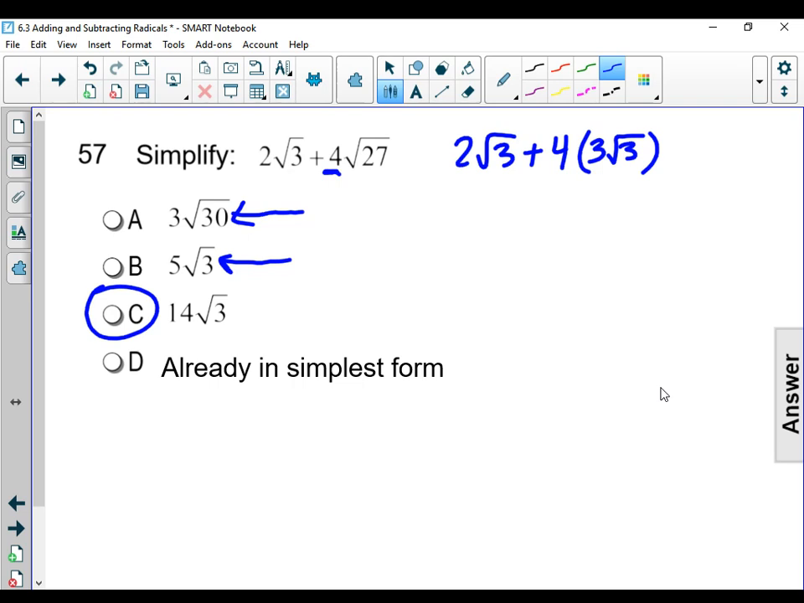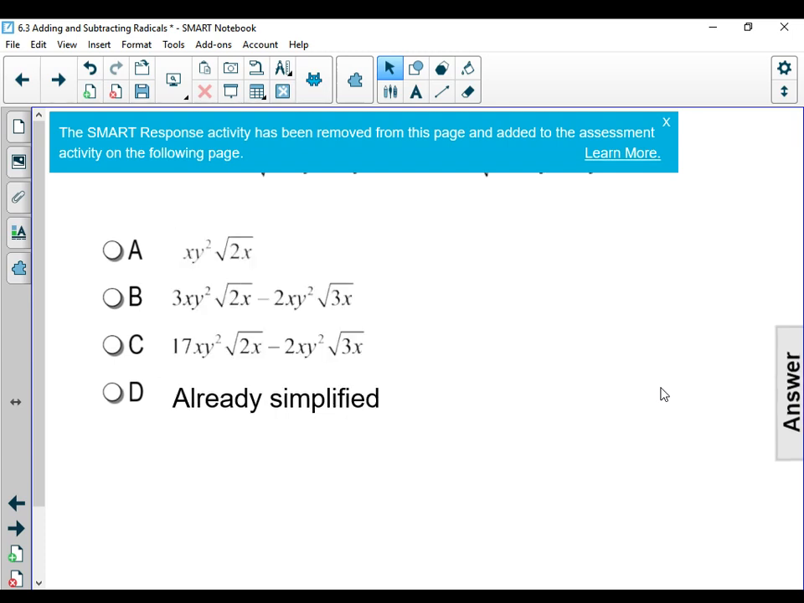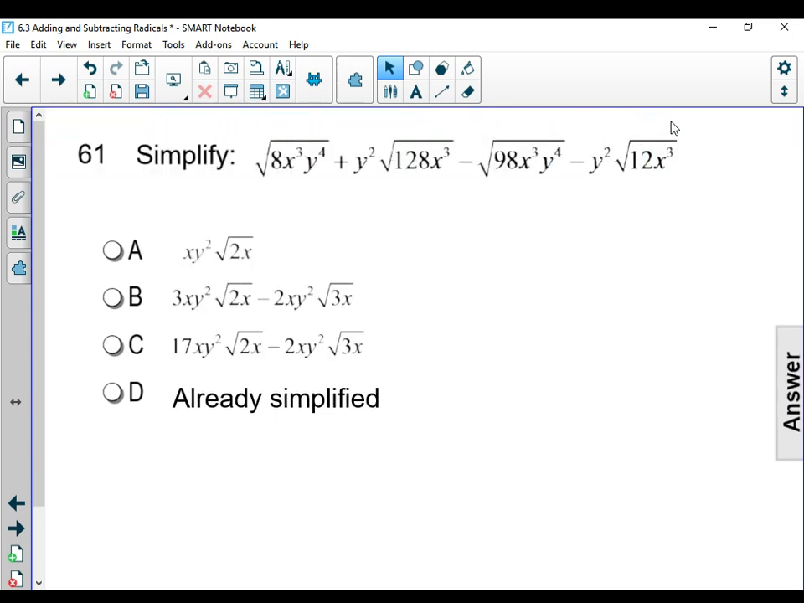All right. So the next one, 100% doable, but it's long, okay? Go for it. Take it one radical at a time. Reduce each one step at a time, and then see what can be combined.